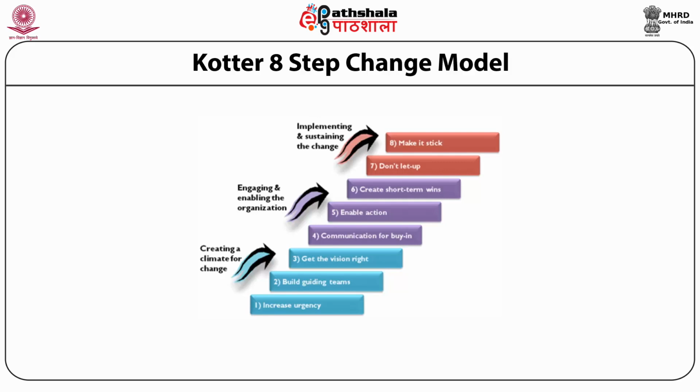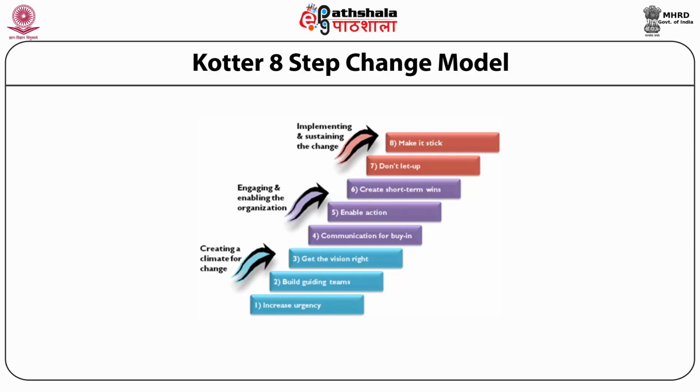The fifth step is to enable action. That is, whatever is to be done, proper training should be given to the employees so that they are moving into the desired phase. The sixth step is to create short-term wins. Of course, during the change process, there would be certain failures and there would be certain victories. So it's important to celebrate the change process. These short-term wins should be celebrated and should be created so that everybody becomes part of the change.